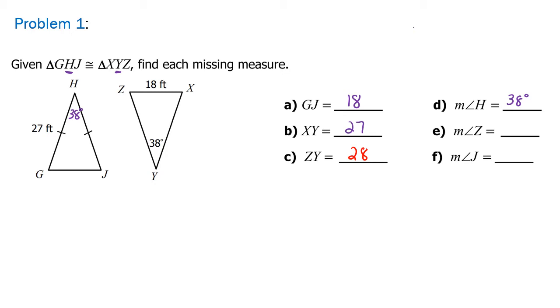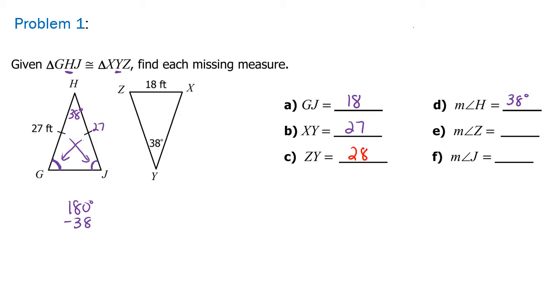Angle Z and angle J is the next one they're looking for. If we look at the first triangle on the left here, we have these two congruent marks, which means this is an isosceles triangle. So if these two sides are the same, their opposite angles are also the same degree. Well, how do we find out what that degree is?